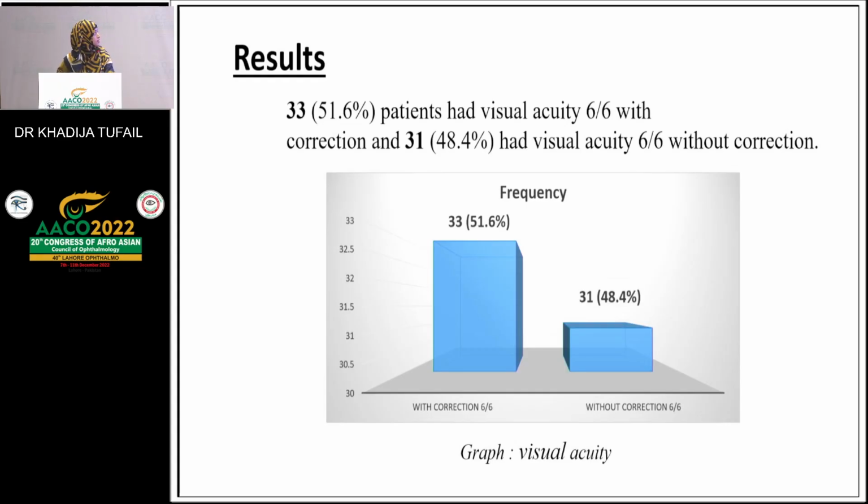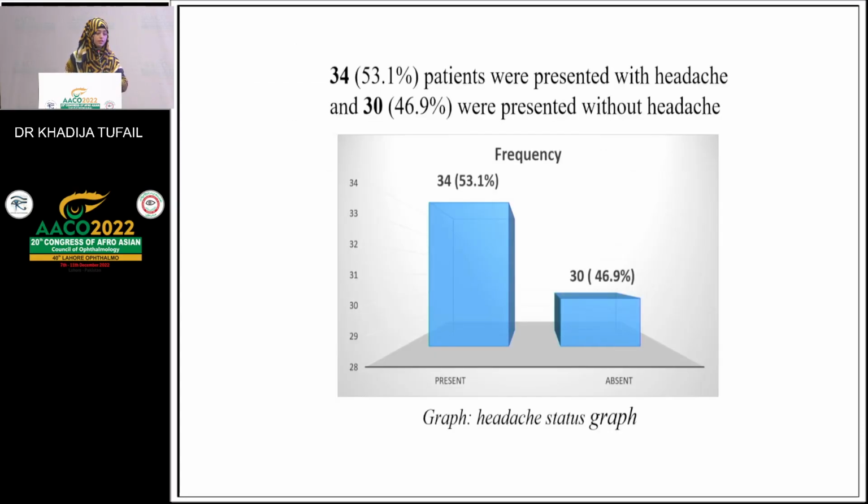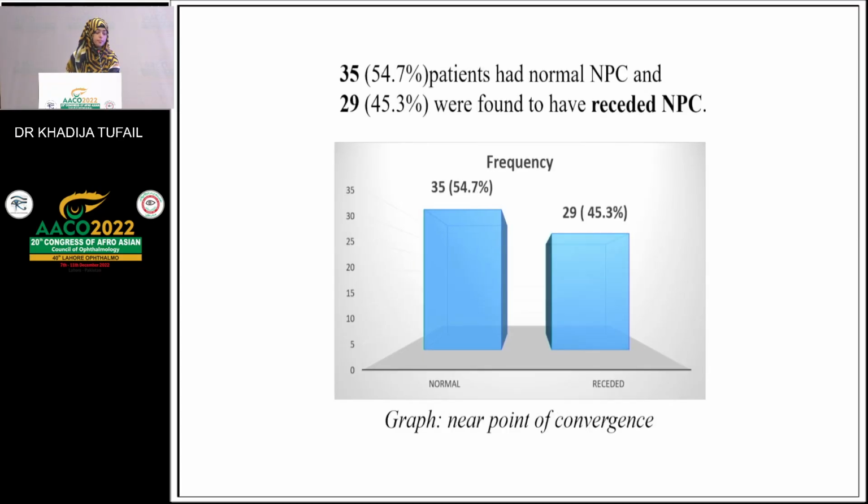The result: 33 patients had visual acuity of 6/6 with correction, and the rest of them were emmetropic without any kind of refraction. 34 patients presented with a complaint of headache, and only 30 patients were presented without any kind of headache.